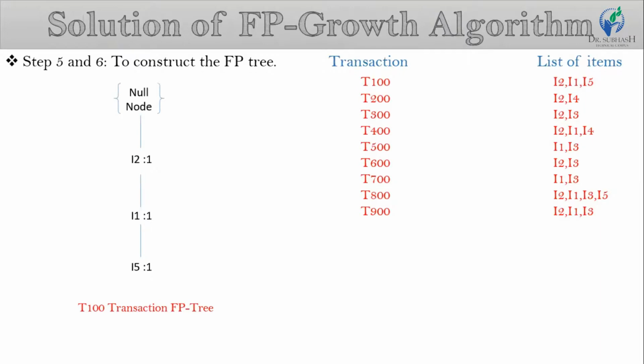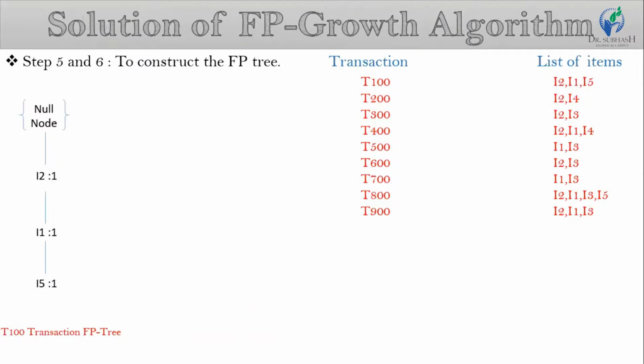So draw the root node first and attach the items of row 1, the T100 transaction, which includes I2, I1, I5. These 3 items lead to the construction of the first branch of the tree with 3 nodes: I2 with count 1, I1 with count 1, and I5 with count 1, where I2 is linked as a child of the root, I1 is linked to I2, and I5 is linked to I1.